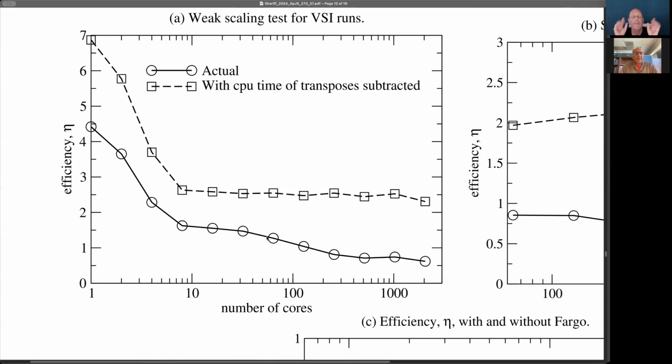And so to see that, if we subtract out the time of the transposes, then we get the dash line with the square symbols. And you see that after about 10 cores, the efficiency is flat. So we get good scaling. Correct. In the weak scaling case, yes. In the weak scaling case.